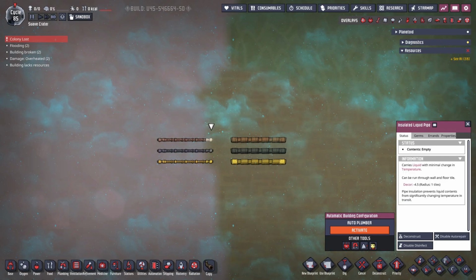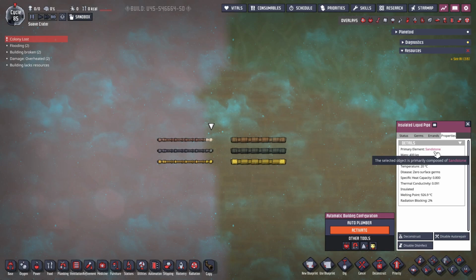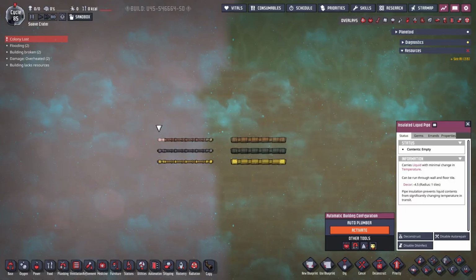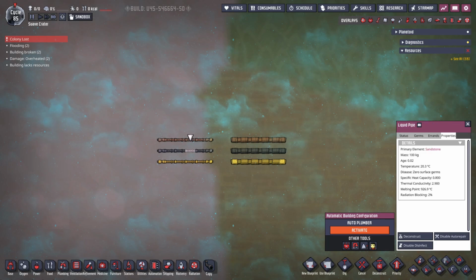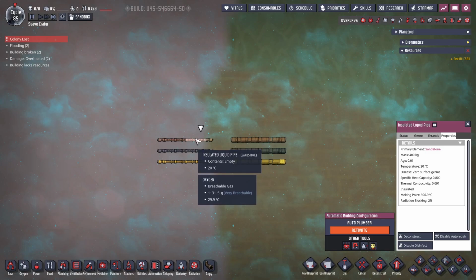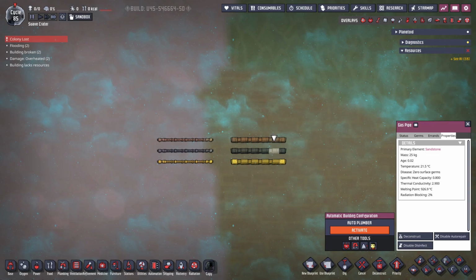If we look at the insulated pipe, we can see that it's using sandstone as well, but it now only has a thermal conductivity of 0.091. And that's because the thermal conductivity of insulated pipes is reduced to 3.125% of its initial thermal conductivity. And as you can imagine, 3.125% of 2.9 is 0.091. This is also valid for gas pipe, not just liquid pipe. So here we can see that the thermal conductivity of the gas pipe is 2.9, and the thermal conductivity of the insulated gas pipe is also 0.091.